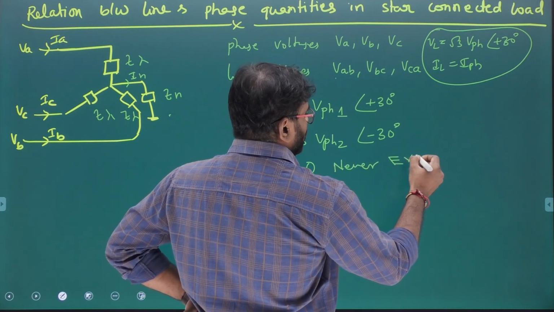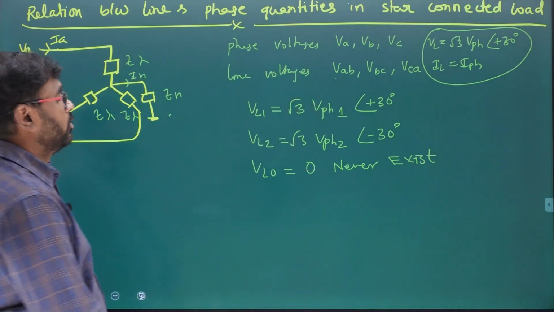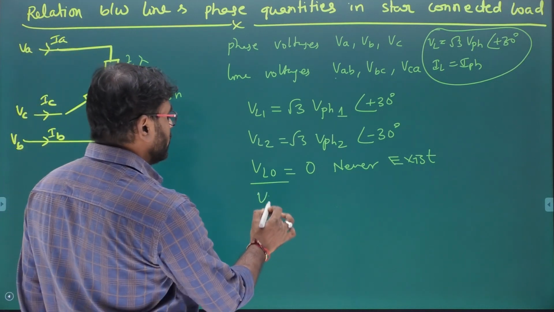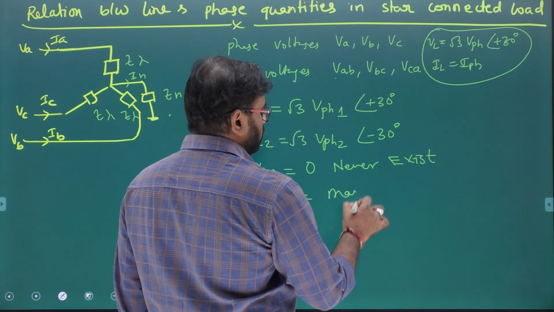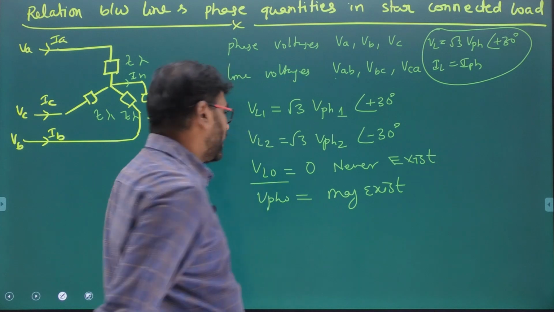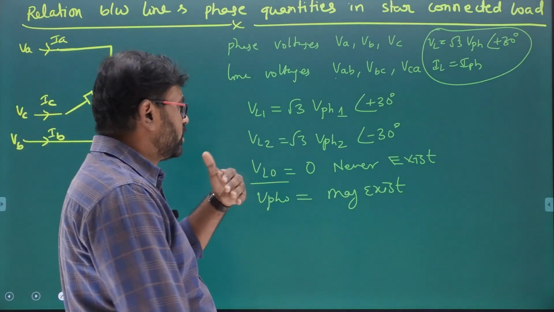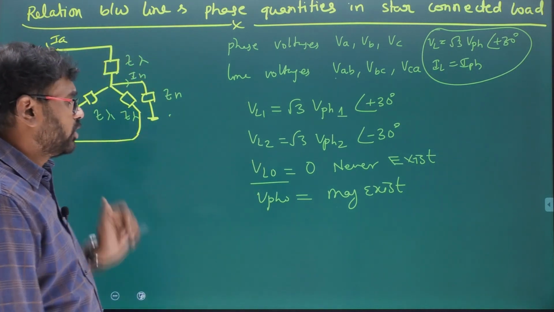What I can say is, in case of star connection, in the line, the zero sequence component of voltage is always 0. But what about the phase voltage? It may exist. It may be 0 or may not be 0. Phase voltage, I cannot say, it may exist, but positive and negative sequence voltage definitely exist, but the line value of zero sequence voltage is always 0 for star connection.